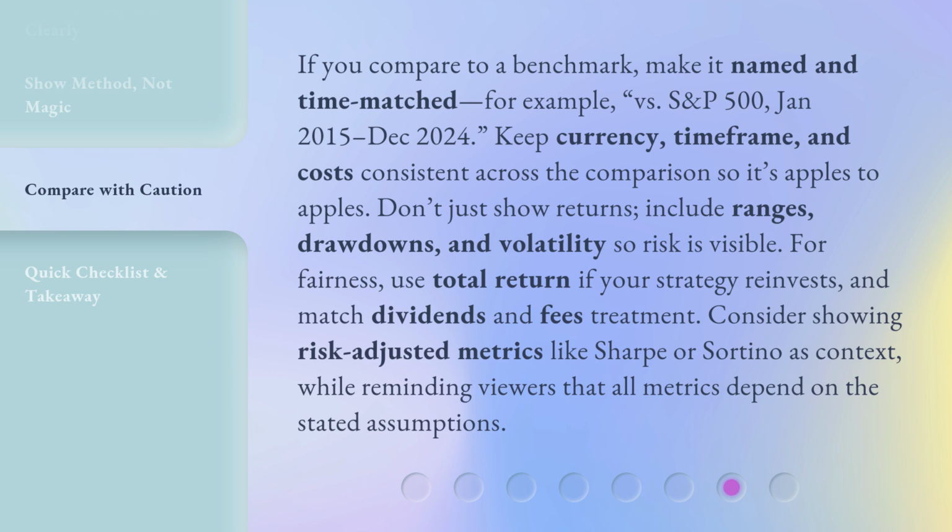Consider showing risk-adjusted metrics like Sharpe or Sortino as context, while reminding viewers that all metrics depend on the stated assumptions.